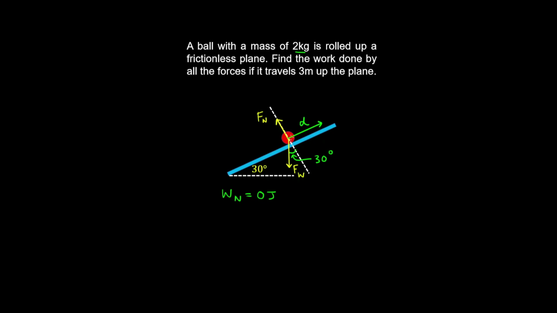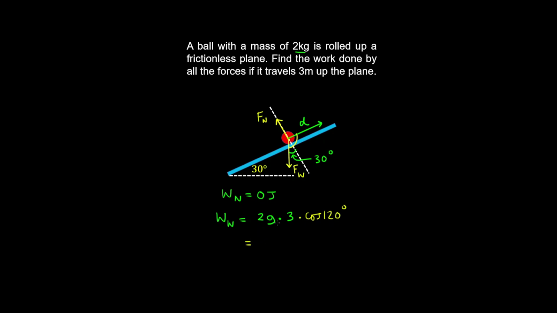Now for the force of weight, we can resolve it into tangent components and normal components to the plane, or we can use a dot product directly to evaluate the work done by the force of weight. So by the dot product, that's equal to the magnitude of the force of weight, which is the mass of the ball by gravity, multiplied by the magnitude of the distance vector, which is 3 meters, and that's multiplied by the cosine of the angle between the two vectors, which is cosine 120 degrees.